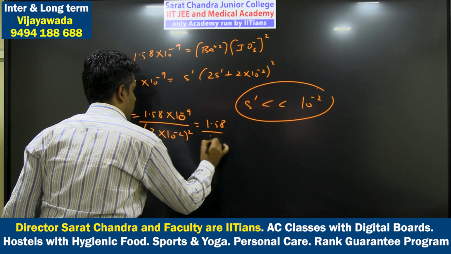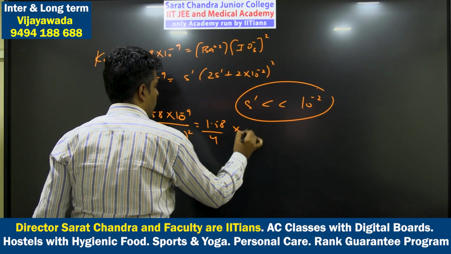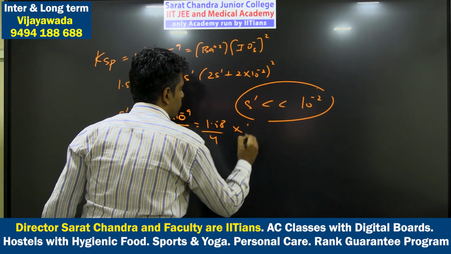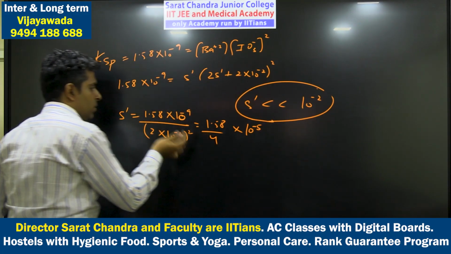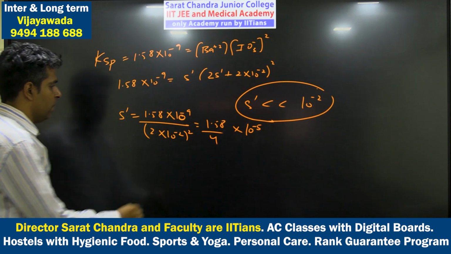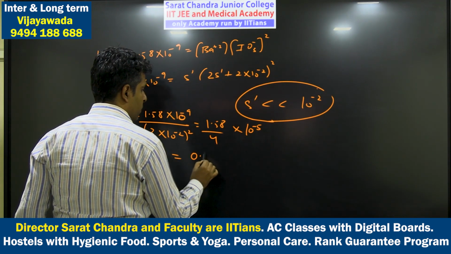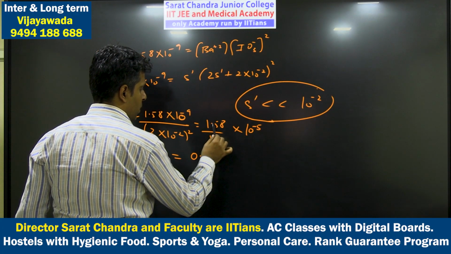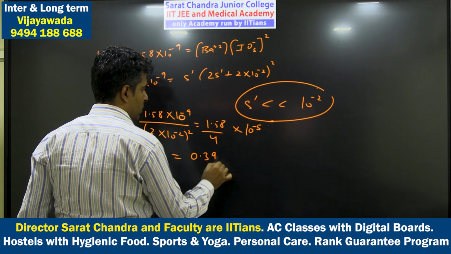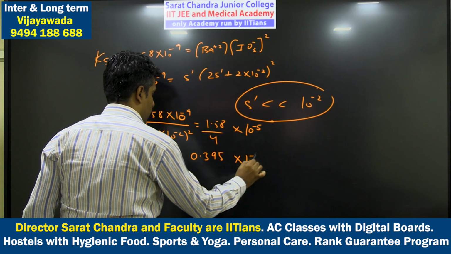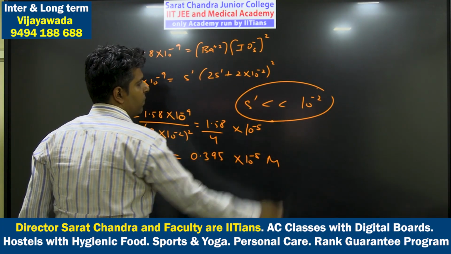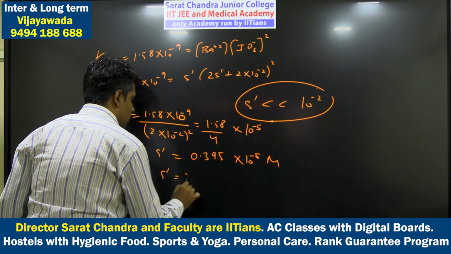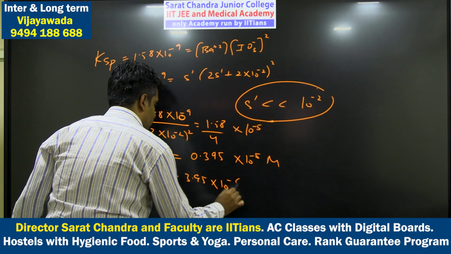So 1.58 by 4, minus 9 and plus 4, minus 5 will be there. So this will become 0.395 into 10 to the power minus 5 molar. So 10 to the power minus 5 can be neglected with respect to 10 to the power minus 2. That is our assumption. This can also be written as 3.95 into 10 to the power minus 6 molar.